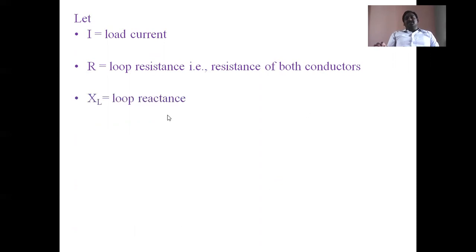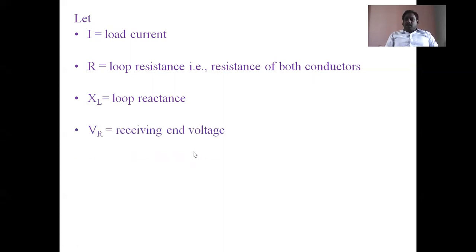Next one is XL, equal to loop reactance. Loop reactance is the inductance of both conductors. Conductors are stretched, and that's why inductance is formed. So the inductive reactance of the two conductors is combinedly called the loop reactance XL.